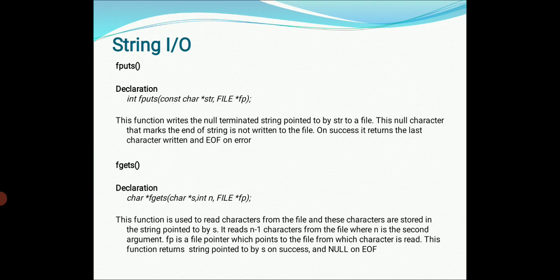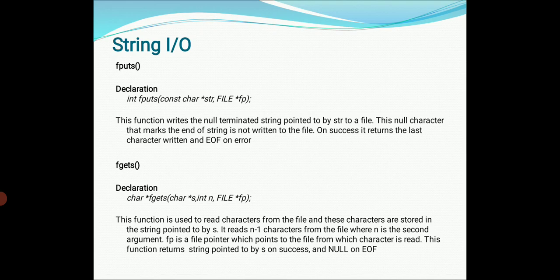The next concept is string I/O. fputs and fgets are the functions for string input and output operations. fputs writes the null-terminated string pointed to by str to the file. The null character that marks the end of the string is not written to the file. On success, it returns the last character written, and EOF on error. This is the declaration of puts.